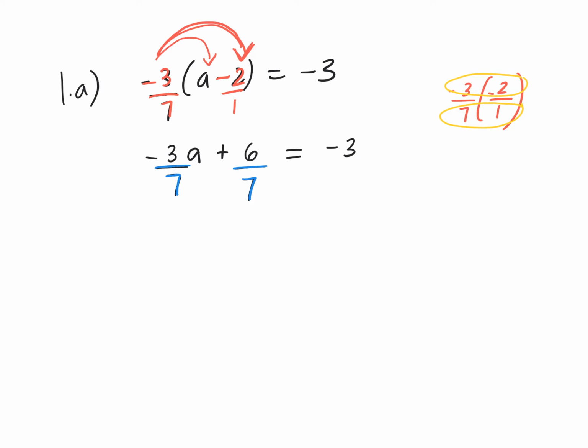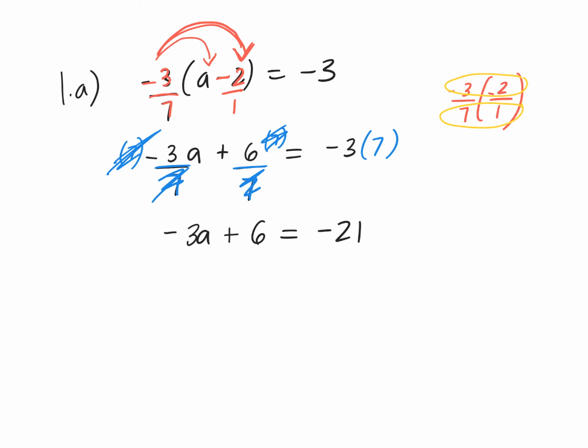What's the opposite of divided by 7? If I multiply that by 7, it cancels it out. If I multiply this by 7, it cancels it out. So what do I have to do here? Multiply by 7. So what am I left with? Negative 3a plus 6 equals, what's negative 3 times positive 7 is negative 21.